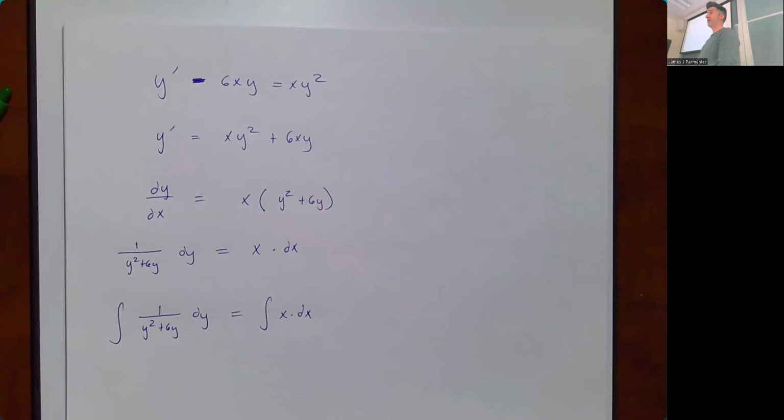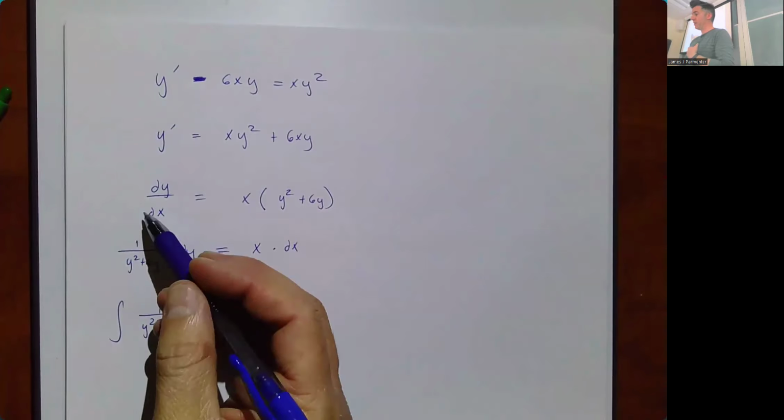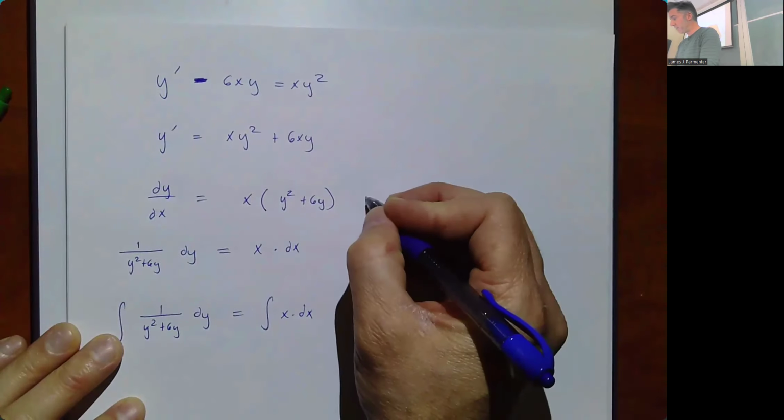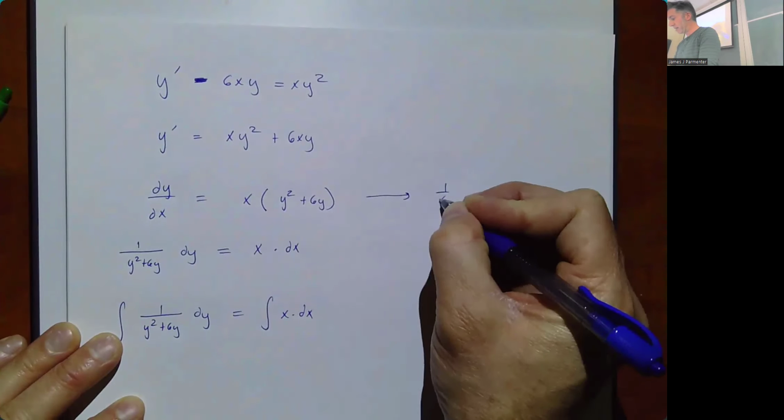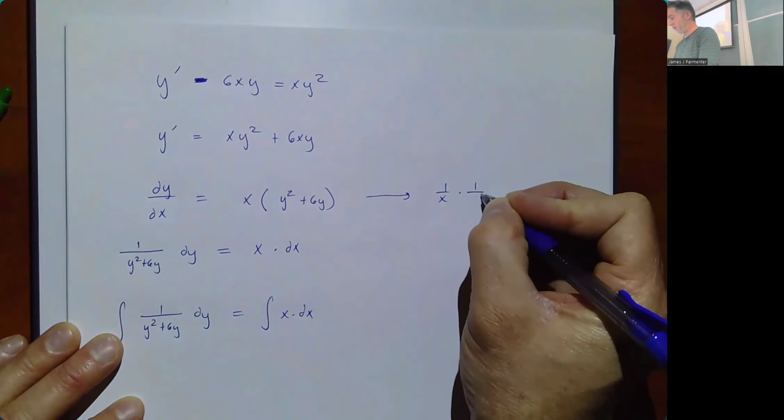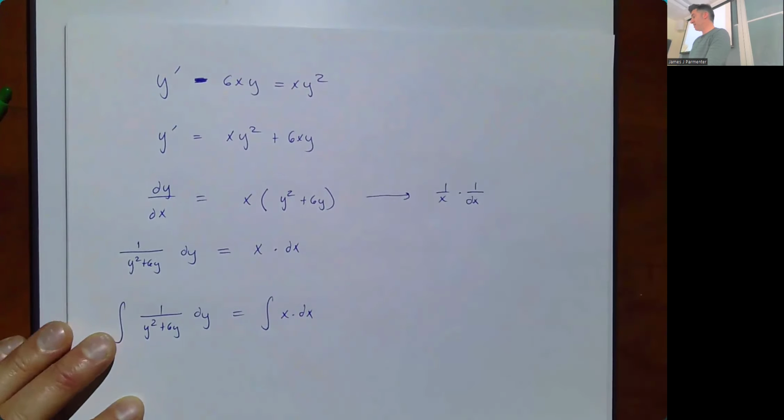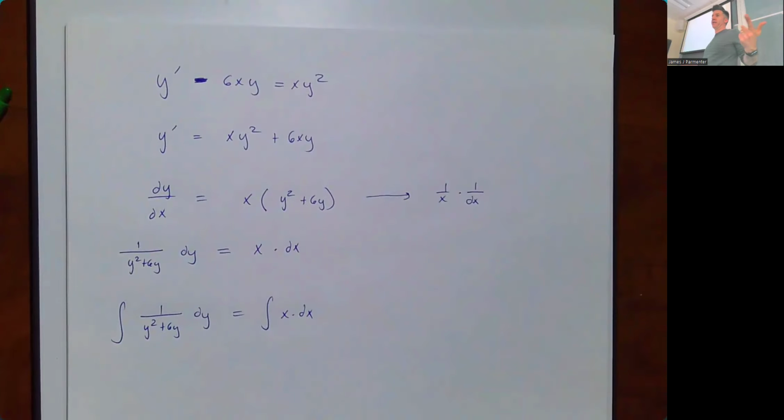Just do y squared plus 6y dy equals 1 over x dx. Well, I don't think that's an option. So here's the thing. We can't bring the x's to the left here, because if we brought the x's to the left, we'd have 1 over x times 1 over dx. And that's not going to help us. 1 over dx is a problem.